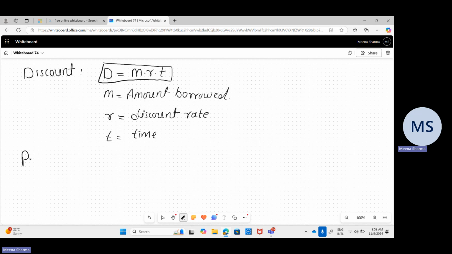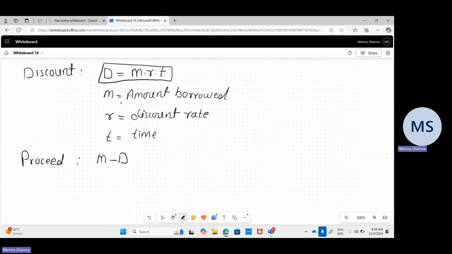Let's talk about the proceed, what it is and what the formula is. Dear student, the actual amount that is given to the borrower is called the proceed. I'm repeating again: the actual amount that is given to the borrower is called the proceed. For that, we have a formula, which is M minus D.